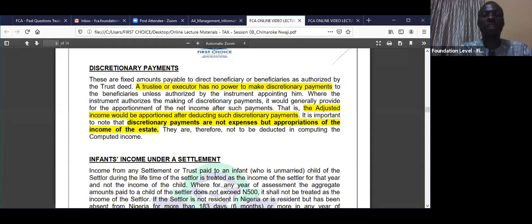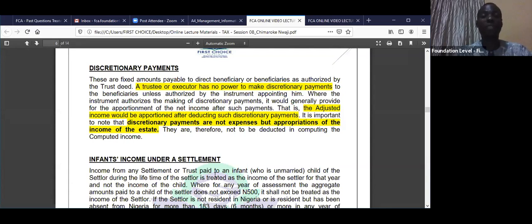A trustee or executor has no power to make discretionary payments to the beneficiaries unless authorized by the instrument appointing him. So if the instrument appointing him says you can make discretionary payments, then he will make those discretionary payments. Where the instrument authorizes the making of discretionary payments, it would generally provide for the apportionment of the net income after such payment.